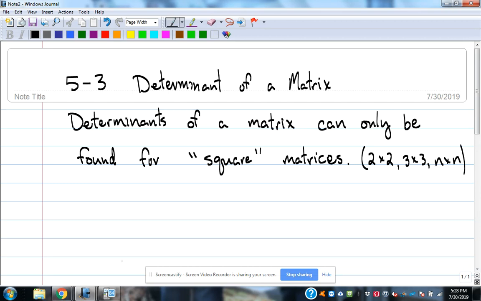The determinant of a matrix can only be found for what's called square matrices. Square matrices means it has the same number of rows as it does columns. So it's like a 2 by 2 or a 3 by 3, 16 by 16, but it's got to be the same tall as it is wide. That's the definition of a square, and that's what they call a square matrix.